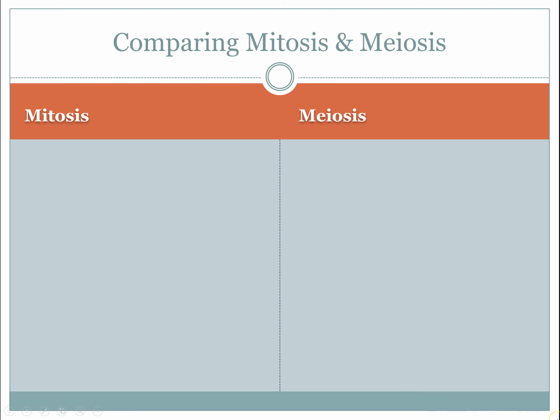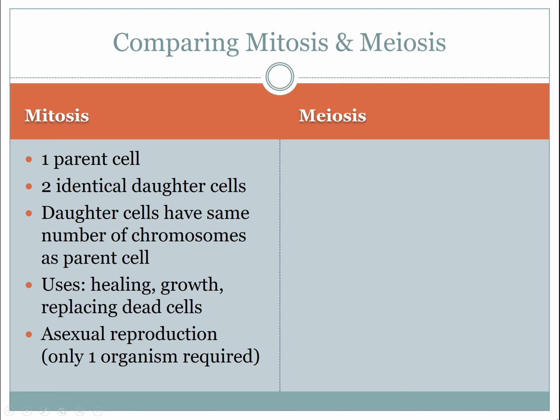So if we compare mitosis and meiosis here, let's take a look at mitosis. We start with one parent cell. It creates 2 identical daughter cells. They're identical to each other and to the parent cell. Daughter cells have the same number of chromosomes as the parent cell. It is used for healing, growth, and replacing dead cells, and it's a type of asexual reproduction. In other words, one organism is producing more over and over again all by itself.